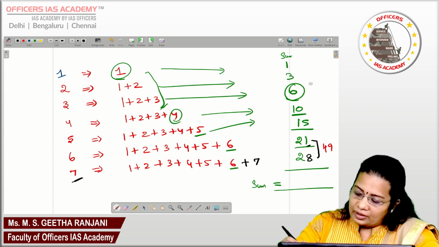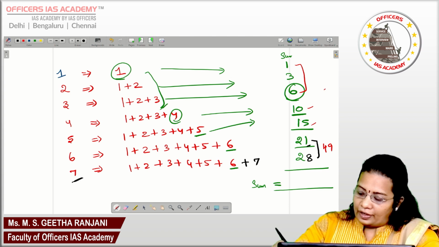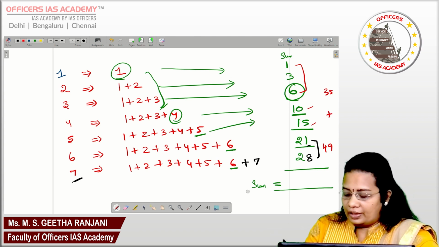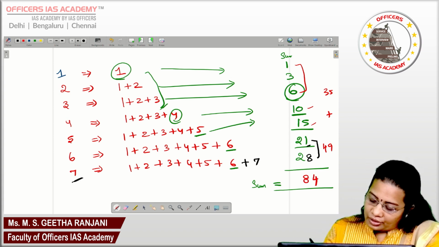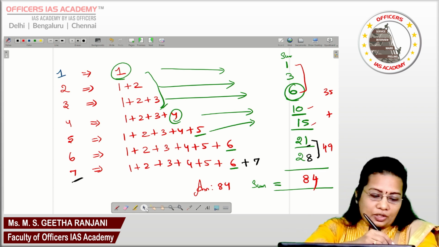And hereafter, 6 plus 3 plus 1, this is 10. This is 10, this is 15. 10 plus 10 plus 15, 35. So 35 plus 49 is my answer. 50 plus 35 is 85, so 49 plus 35 is 84. The answer for this question is 84, which is given in option B.